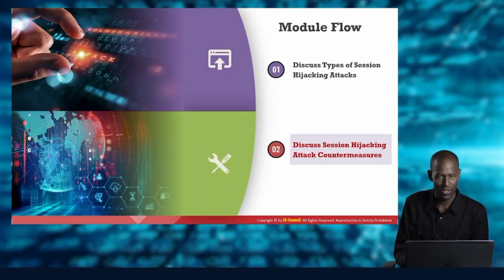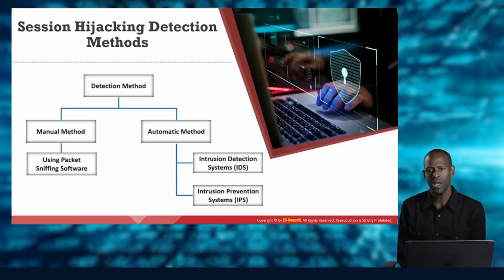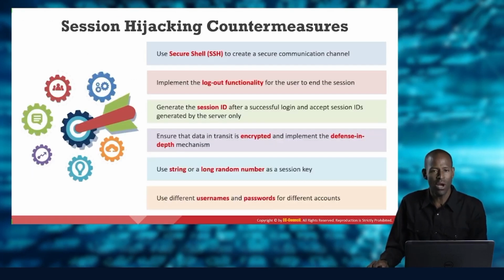All right, the next thing we're going to look at is session hijacking attack countermeasures. How do you avoid session hijacking? There are a couple of detection methods that you can use. The main one is going to be automatic detection. You want an intrusion detection system and intrusion prevention system always running in the background on your network to make sure that if a session hijack starts, you get an alert or it blocks it immediately. But there's also the manual method where you can run a sniffer, use packet sniffing software, and find out what's going on.